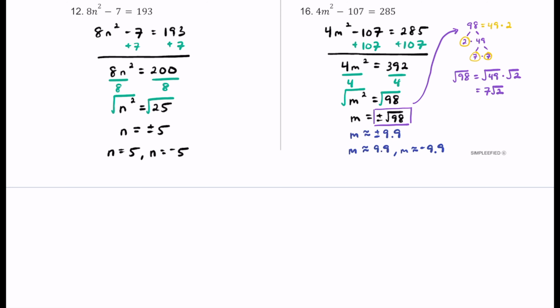So our exact answer would be m is equal to 7 root 2, and m is equal to negative 7 root 2. So if you don't get a calculator for these types of questions, a lot of times you're expected to write the exact answer with the most simplified radical. And if you do have a calculator, then a lot of times you'll write the decimal answer rounded to some number, like the whole number or 10th or 100th.